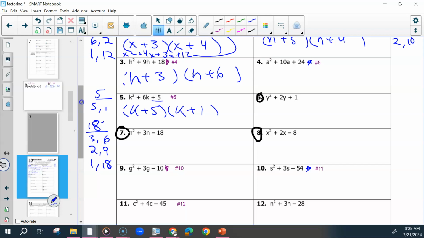So if you like rules and want to remember the rule, if you see 2 addition signs in your problem, both of your factors are also going to have 2 addition signs.